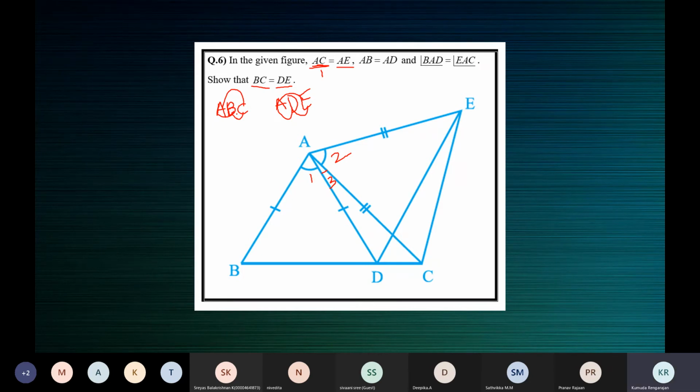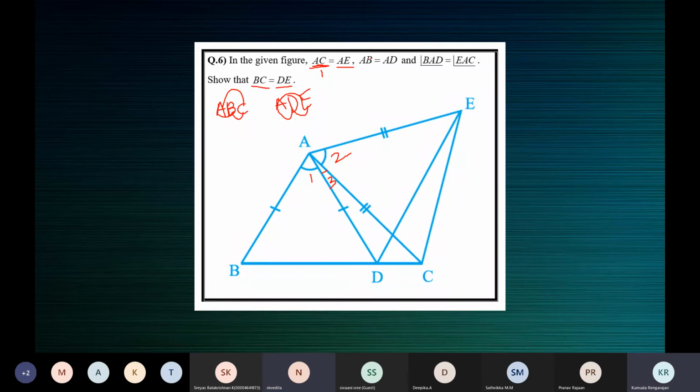Okay, so AC of the first triangle is equal to AE of the second triangle. Then AB of which triangle? AB of triangle ABC is equal to AD of triangle ADE. So that's another equality we have.